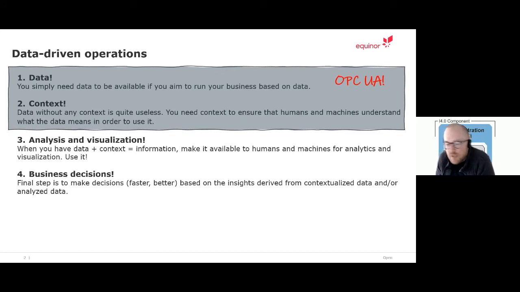And OPC UA is a connectivity framework for industrial automation data that is really supporting and helping us to make contextualized data available from the industrial assets and the automation and control systems that we have around our facilities. So OPC UA is here to give us data, but also context. That is the key thing with OPC UA.